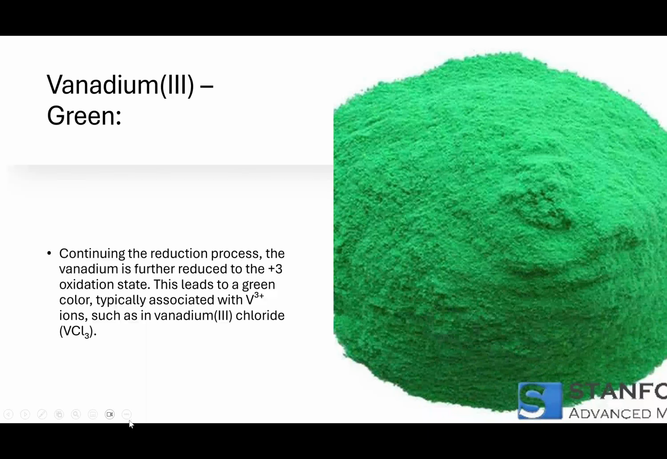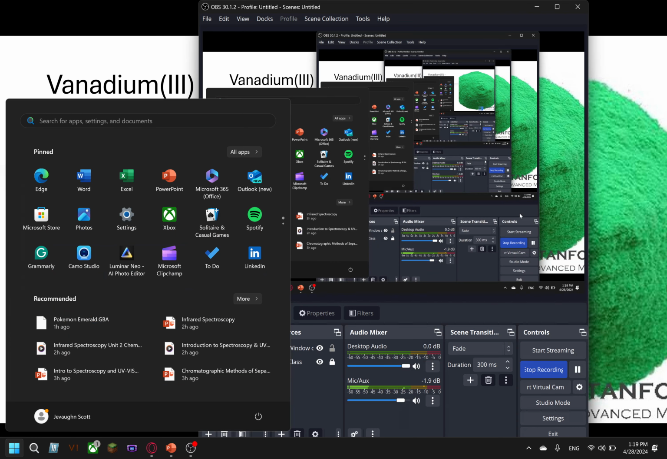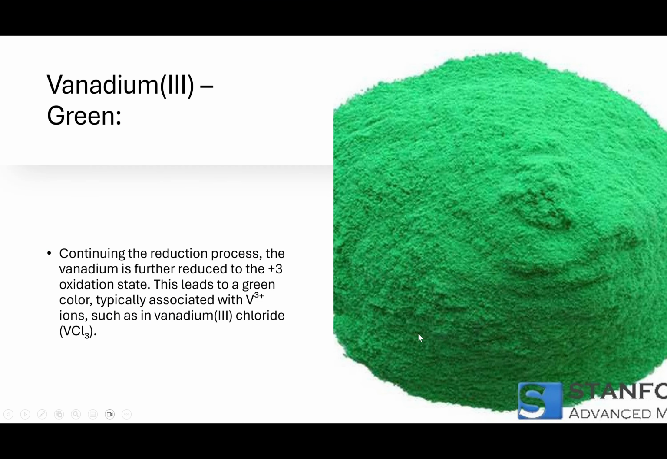All right. Vanadium, the green one now. Continuing the reduction process, we're decreasing from plus 4 to plus 3, and the plus 3 oxidation state is one of the most stable for vanadium, found within the compound vanadium 3 chloride, or vanadium trichloride. Hopefully that makes sense so far. It's really just relating the colors, so there's nothing to really understand, it's just memorizing the colors of these. So this is the plus 3 oxidation state.